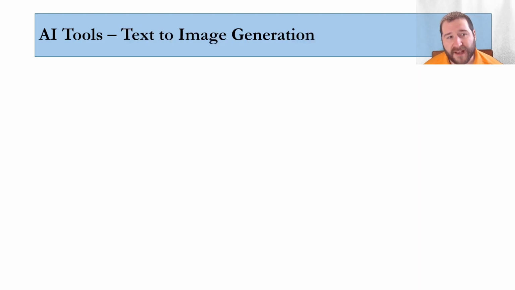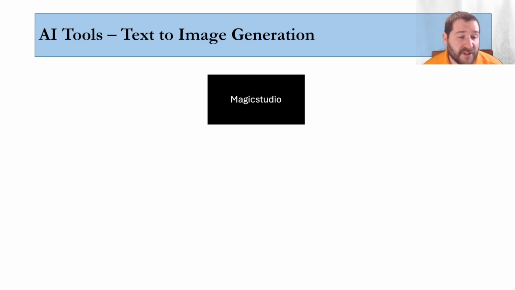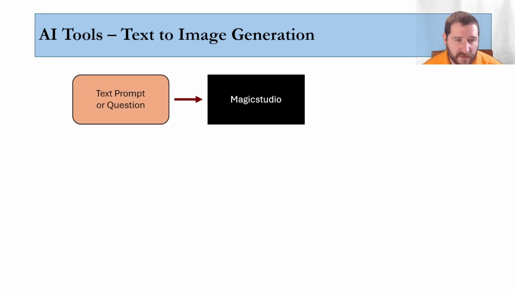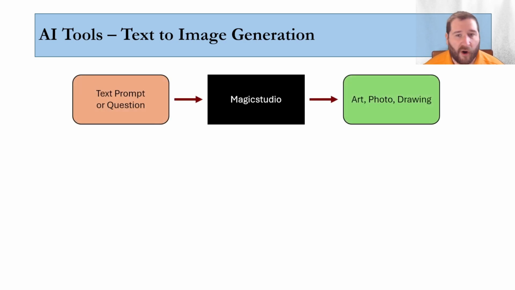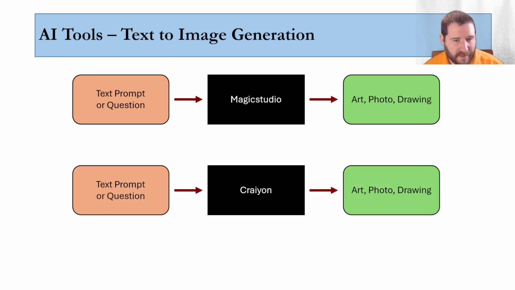We also have text-to-image generation, tools that take in text and generate images. For example, Magic Studio is one such app that uses AI to take in a text prompt or question, and it'll give you back some kind of art, a photo, or a drawing. And another option is an app called Crayon. There's tons of these different apps out there. If one company has figured out how to do something in AI, there's a good chance that 10 companies have figured out how to do that exact same thing.